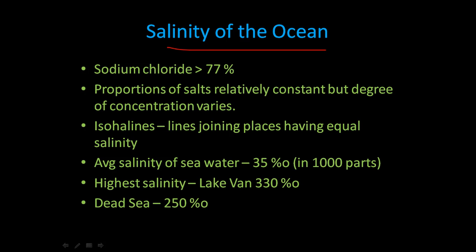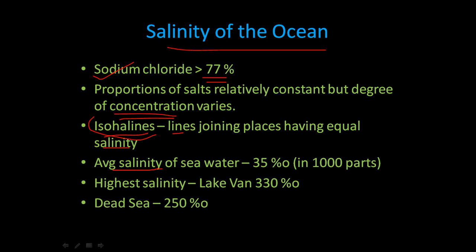Now coming to the salinity of the ocean water. The first thing we have to know is that it contains sodium chloride up to 77%. And this ocean water has the same proportion of salts relatively, but the degree of concentration varies. Because of this, the salinity varies. And there is something called isohalines. These are lines joining places having equal salinity. Just as we have isobars, in the same way we have isohalines.